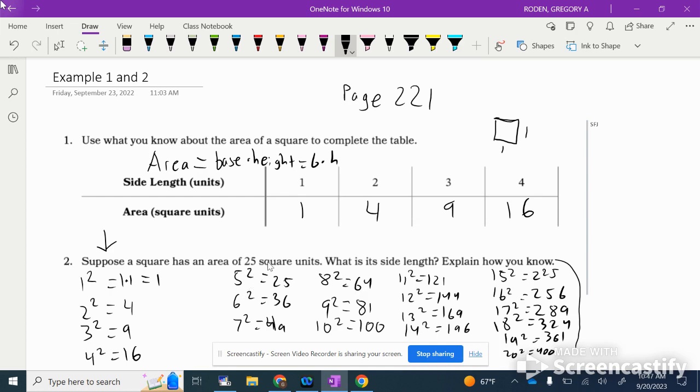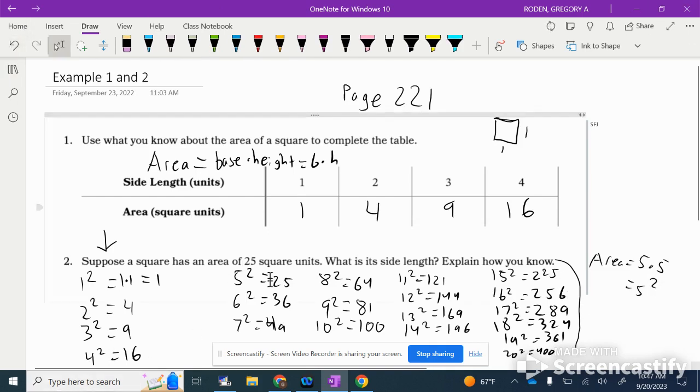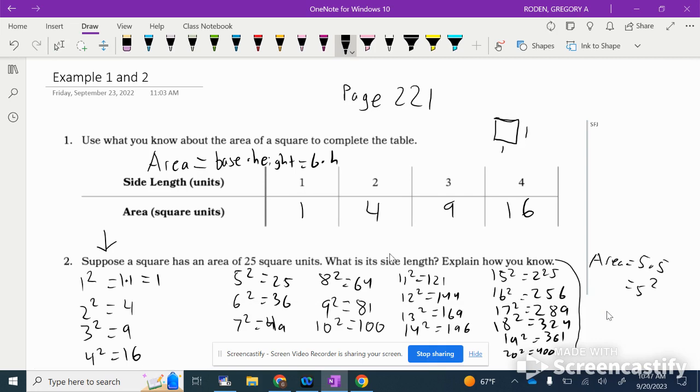Remember, our areas are just base times height, but in a square, base and height are the same. So if our square has a side length of 5, our area is going to be 5 times 5, which is just 5 squared. And in our chart we just said 5 squared is 25. So we have an area of 25 square units. We really didn't do any math, right? Once we have the chart, we just looked at our chart. That's how we make the chart. So our side length is 5 to get an area of 25, and that's our answer because it's asking for a side length.